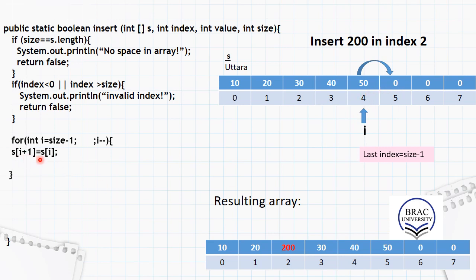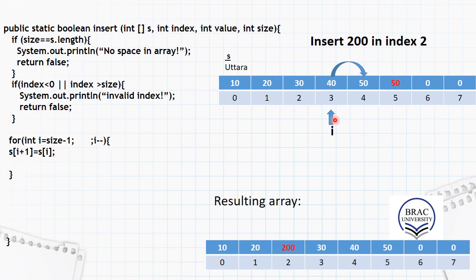So I've written S of I plus 1 is equals to S of I. So this will equate S of 5 is equals to S of 4. So 50 will move in the next phase. In the next iteration, I will be decremented by 1, and 40 should move in the next position.